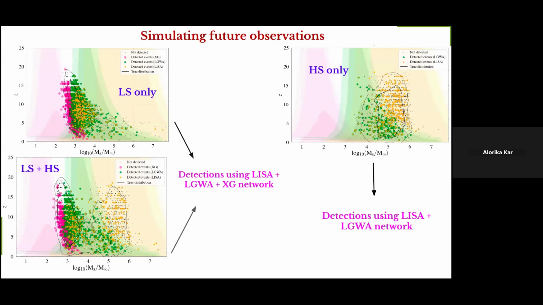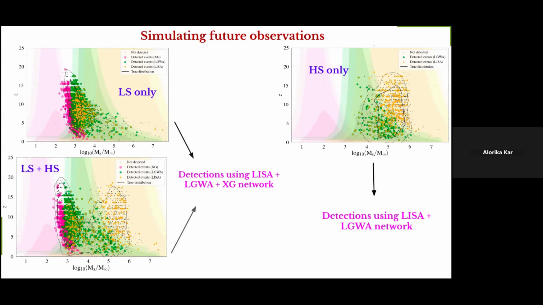What we did here is we took all of these various models and tried to simulate the future observations, where you can have, let's say, only a light seed model, or only a heavy seed model, or a combination of light seed and heavy seed.